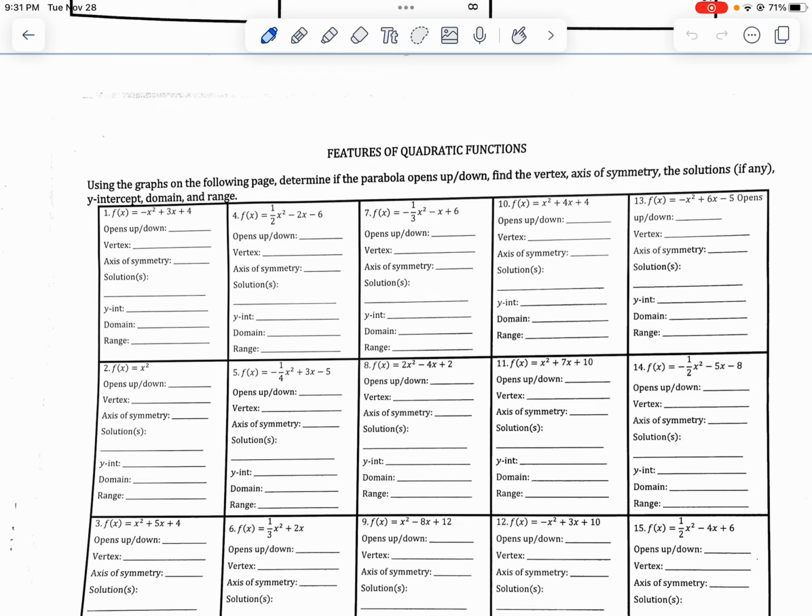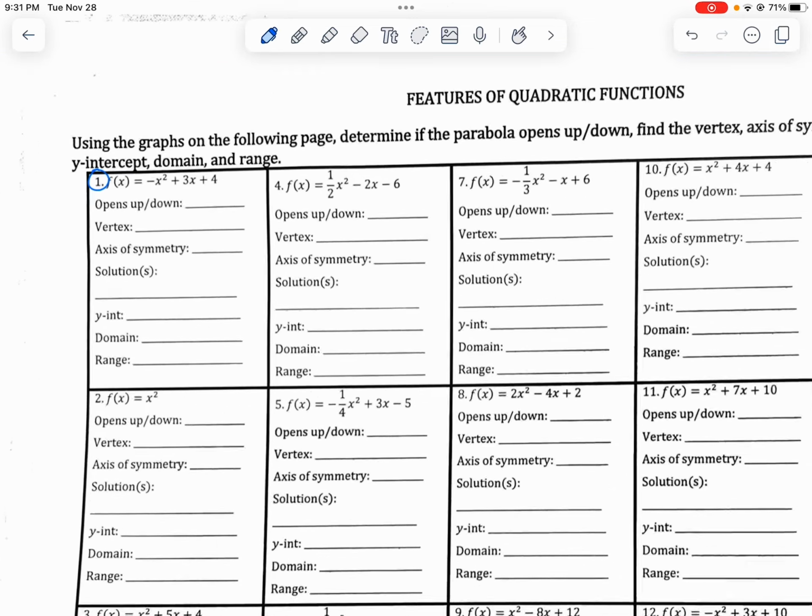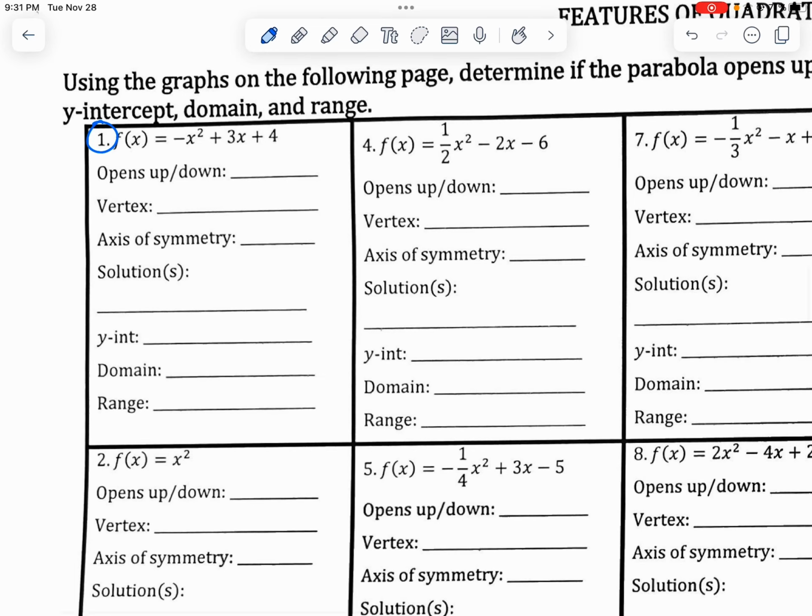So let's take number 1. Let me make this bigger so it's easier to see and I have more room to write. Because the leading coefficient is negative, I know that this is going to open down. I know that the vertex is going to be negative b over 2a. I could do all of this algebraically in this tiny little space.